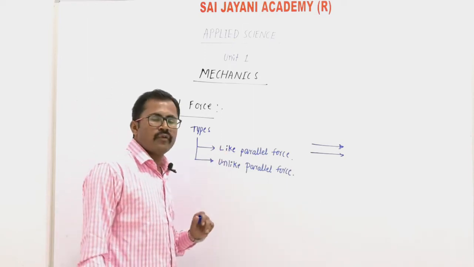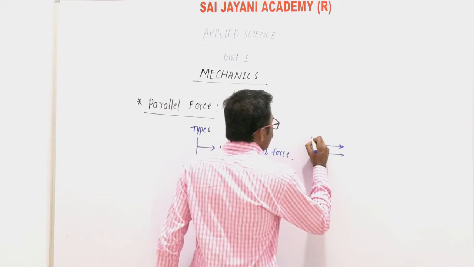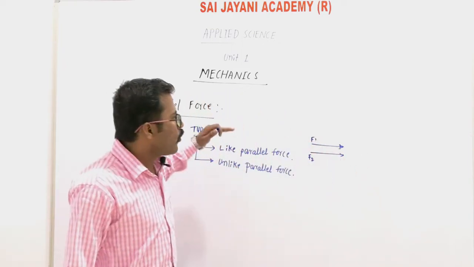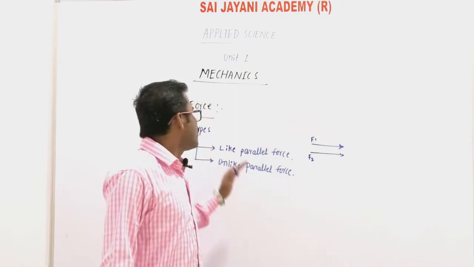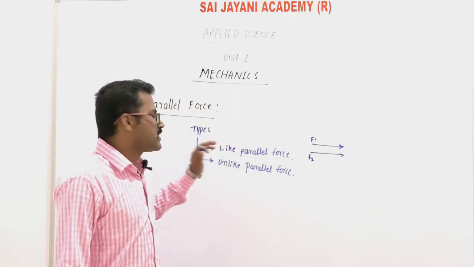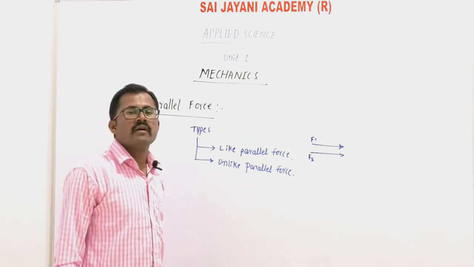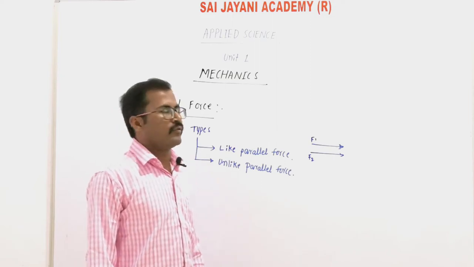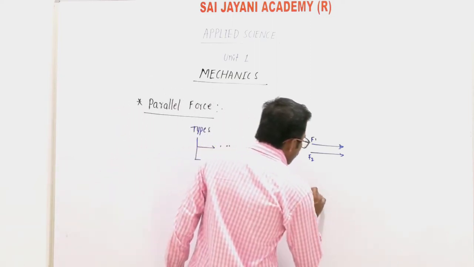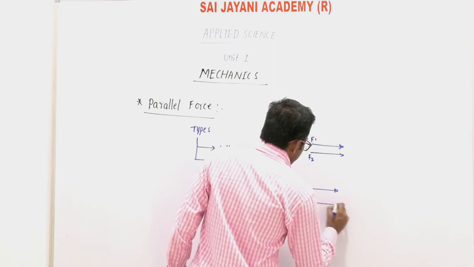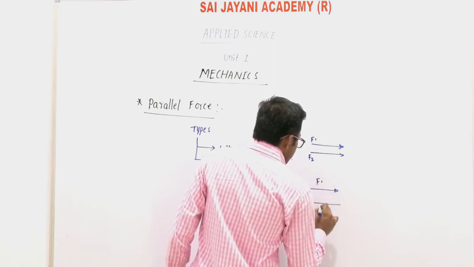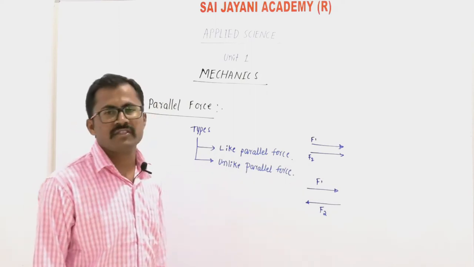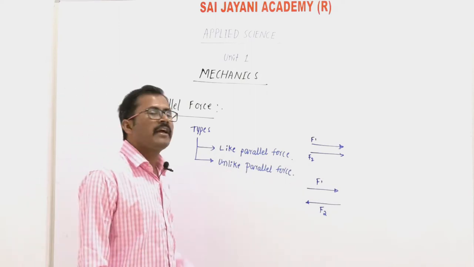So like parallel force means two forces F1 F2 are acting in the same direction, if they go in one direction, we call it like parallel force. So what is like parallel force? If two forces are acting in the same direction, it is called as like parallel force. Then what is unlike parallel force? If two parallel forces are acting in opposite direction, then it is called as unlike parallel force.